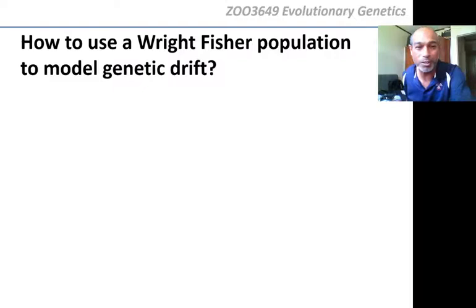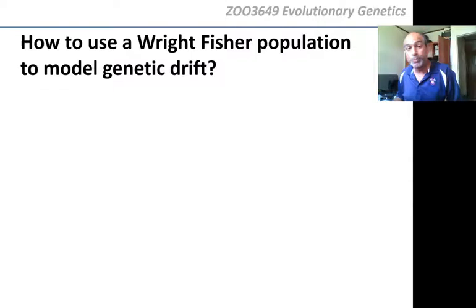Okay, so how do we use a Wright-Fisher population? How did Wright use this idealized population to model drift? Well, firstly, it is idealized so that no other force of evolution is happening except for genetic drift. And how do we know genetic drift is happening? Because the population size of the Wright-Fisher population is constant. Remember, it has a size. It's not infinite. If it was infinite, there would be no drift, right? It's got all the other forces taken out, but it's got a constant population size, which means drift is not taken out. Drift is there.